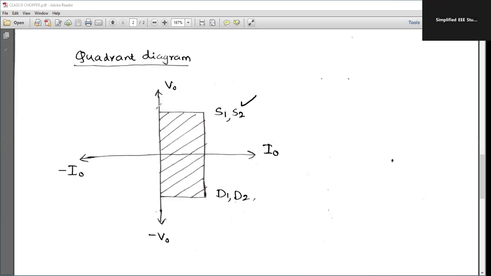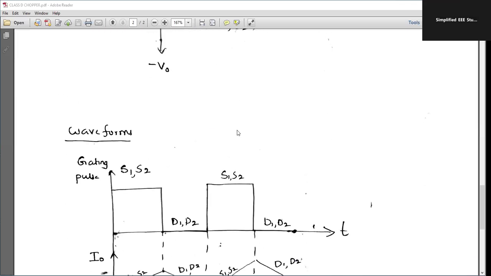As I already mentioned, when S1 and S2 are on, the device operates in the first quadrant. Output voltage is positive, and output current is also positive. That is a specialty which you can observe. When S1 and S2 are turned off simultaneously, the diodes D1 and D2 will conduct. Here the current is positive, but the voltage you are getting is in reversal order. In the sense, the voltage polarity will be negative. That is a specialty which you can observe here.